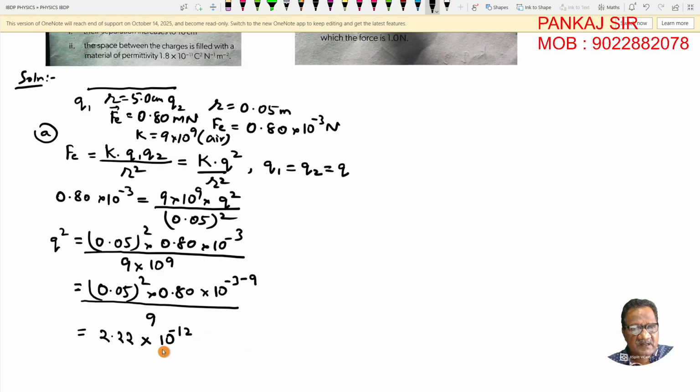Okay, this is 1 second. Let me do this calculation. This is not only minus 1 second. Yeah, 10 raised to minus 12, and here let me do the calculation. It's 0.05 squared multiplied by 0.80 equal to, divided by 9. This I am getting as 2.22.